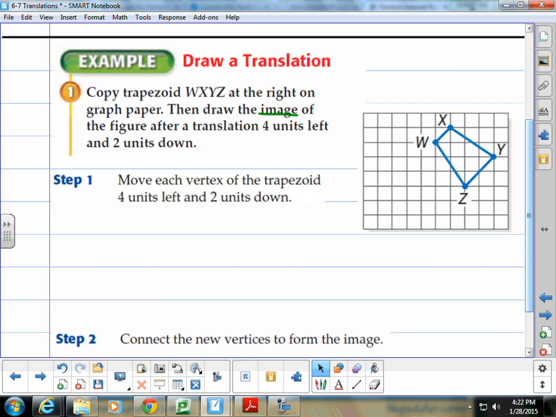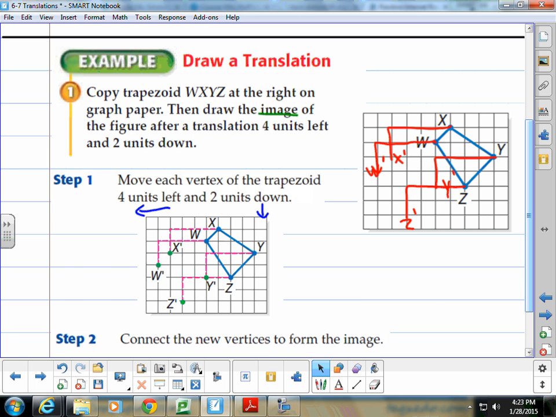So remember the vertex. We have the vertex of the trapezoid. 4 units left and 2 units down. Left is this direction. Down is this direction. So you can show that on here. Each vertex is going to go 4 left. So 1, 2, 3, 4, and 2 down. That means W prime would end up here. 4 left, 2 down. X prime is going to end up there. 4 left, 2 down. Y prime is going to end up there. And 4 left and 2 down. Z prime is going to end up there. Okay, and that's shown again in your book like this, just dashed over and making the points.